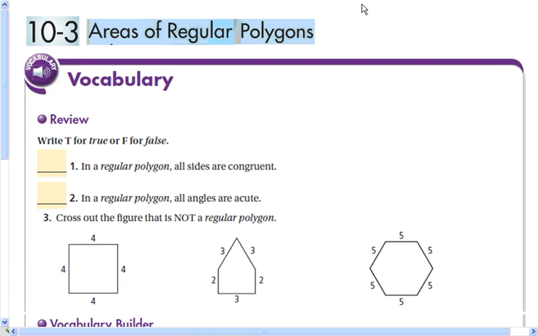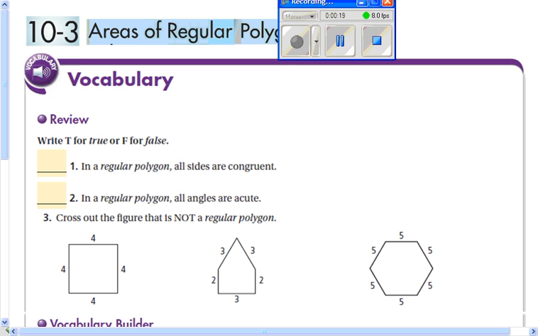Hey students, this is lesson 10.3, areas of regular polygons. Our objective here is to find the area of a regular polygon. We're going to learn this formula for doing that, so pay attention to that. Go ahead and do this vocab section and you can check back with your answers.